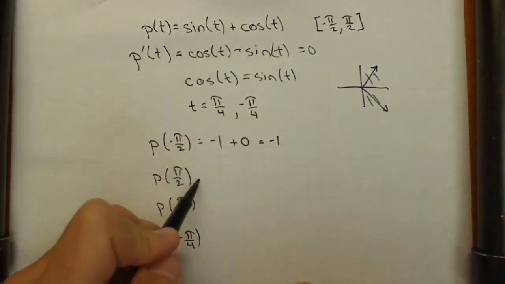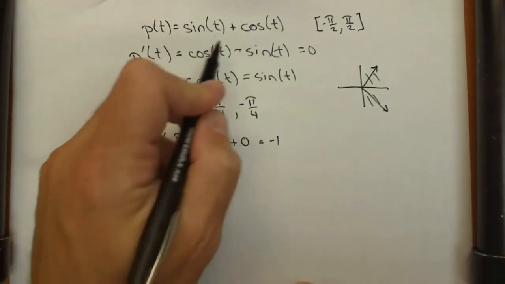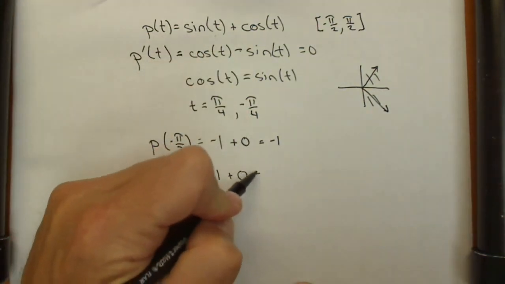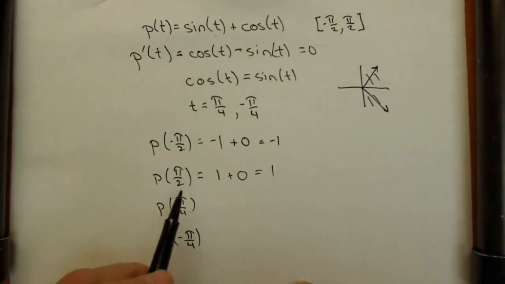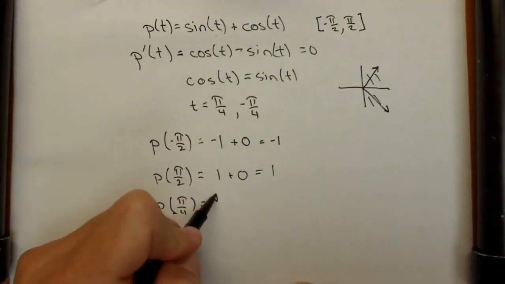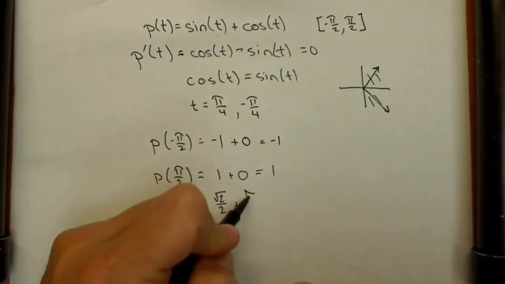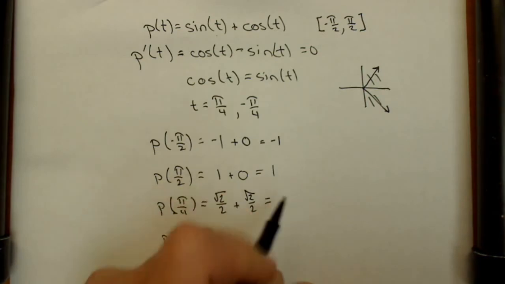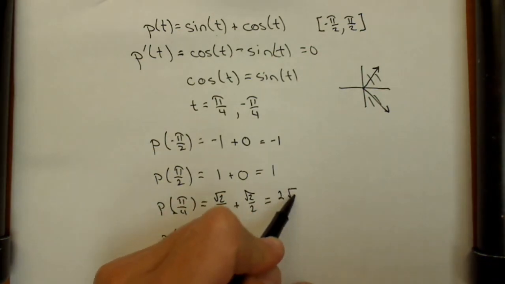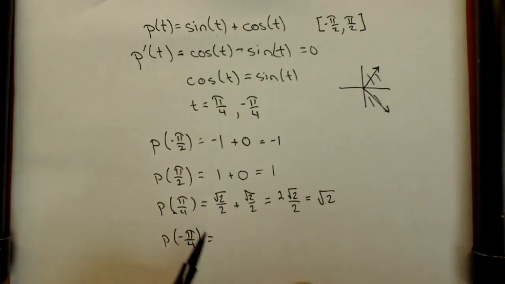So it's negative 1. P of pi over 2. Sine of pi over 2 is 1. Cosine of pi over 2 is 0. So that's 1. Pi over 4. Sine of pi over 4 is rad 2 over 2. Cosine of pi over 4 is also rad 2 over 2. So basically we get 2 rad 2 over 2 or rad 2.